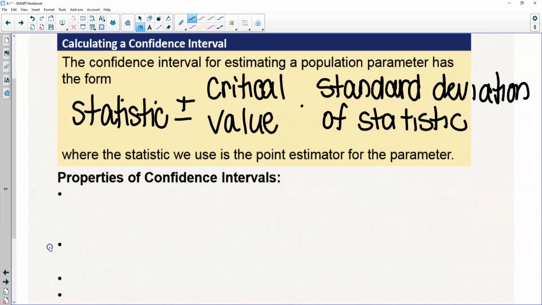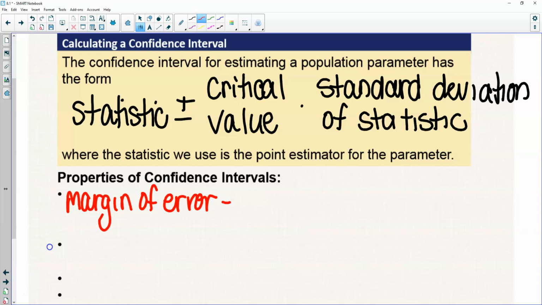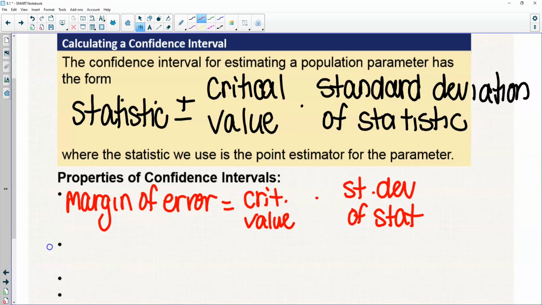So here are a few properties about confidence intervals. We keep referring to this margin of error. If it just asks me to find the margin of error, it's everything after the plus or minus. So it's the critical value times the standard deviation. Whatever is being added and subtracted is the margin of error.